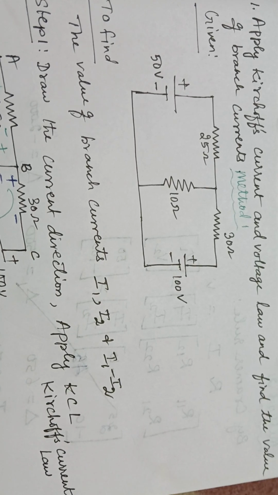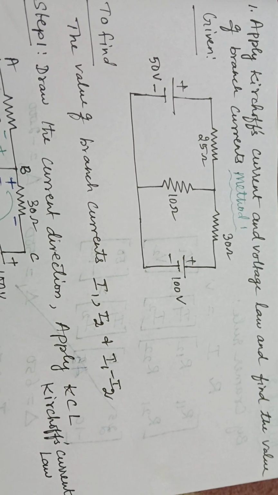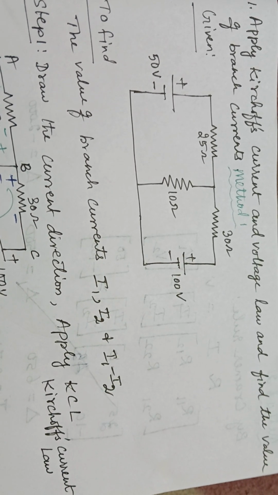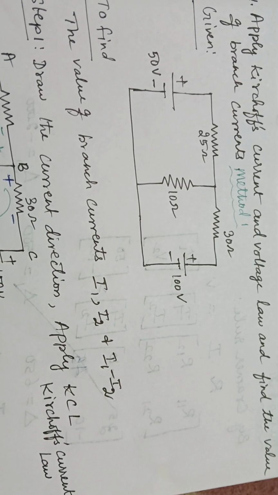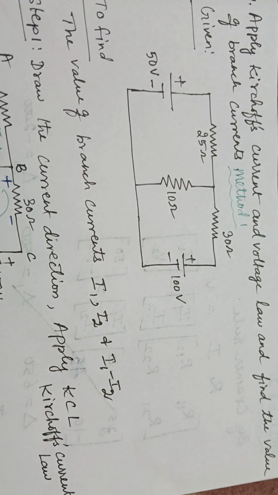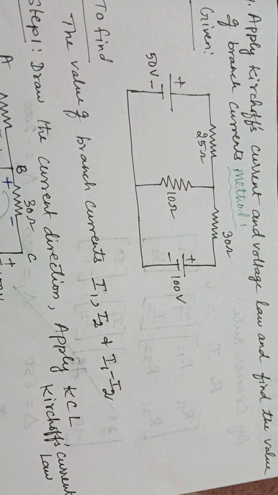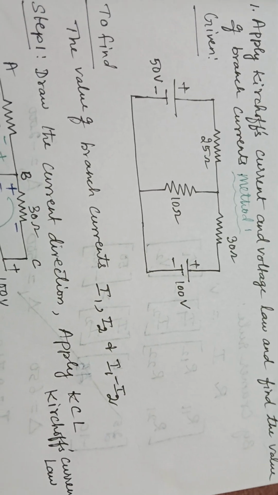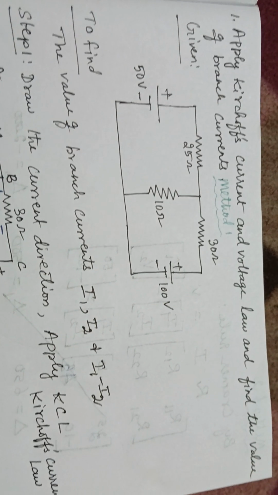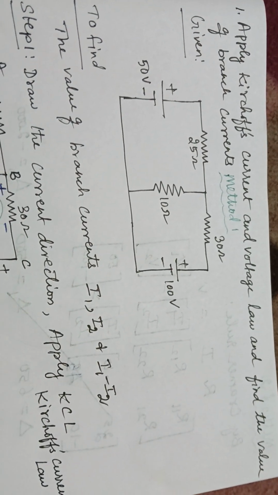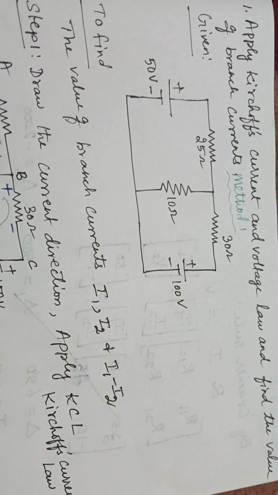Let us see a problem of solving Kirchhoff's current and voltage law. Now this is a two loop circuit. Here we are going to find the value of the branch current.